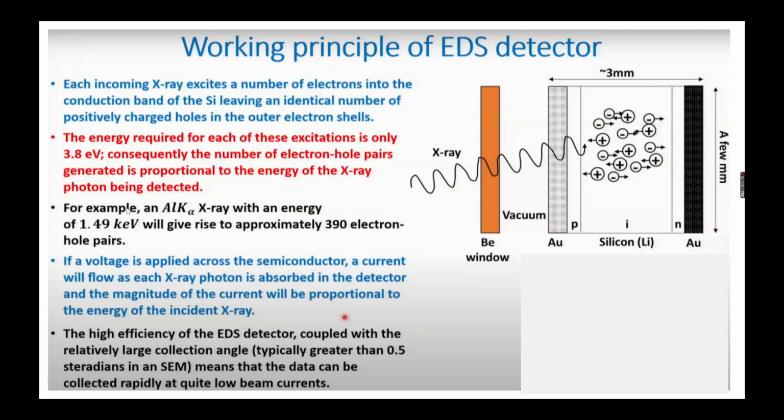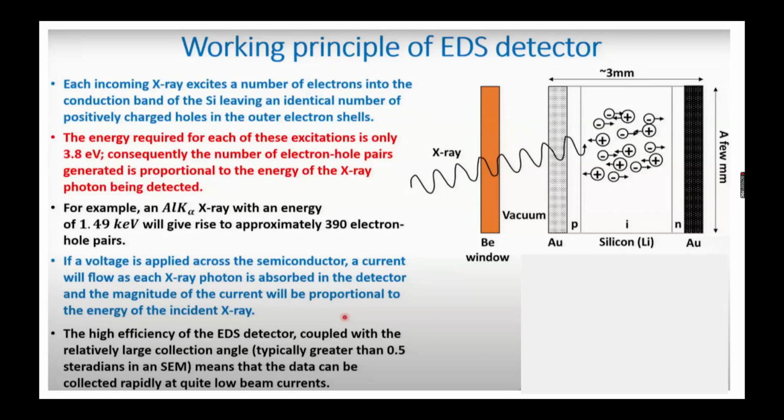So, for an example, the aluminum K alpha X-ray with an energy of 1.49 kiloelectron volts will give rise to approximately 390 electron-hole pairs. So you can say this could be in the range of 390 to 393 or 394. And if a voltage is applied across the semiconductor, current will flow as each X-ray photon is absorbed in the detector, and the magnitude of the current will be proportional to the energy of the incident X-ray.